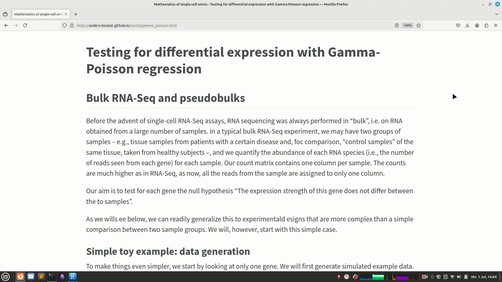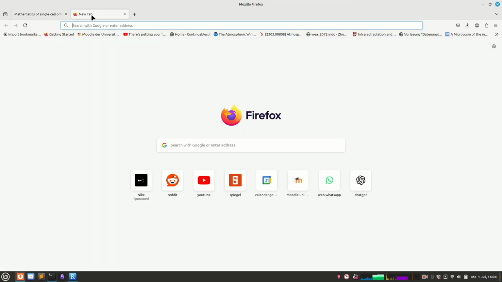So, my original plan was to start today talking about the autoencoders that I mentioned previously, but then I realized that I'd forgotten another point which I have to explain to you first.